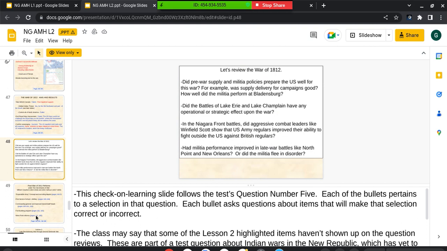Then, had militia performance improved in late war battles like North Point and New Orleans? Yes, it had. What's so important about North Point was that it showed a drastic difference in militia competency as opposed to the battle at Bladensburg. And then also Jackson was successful in defending New Orleans from the British. No, the militia did not flee in disorder in these examples.